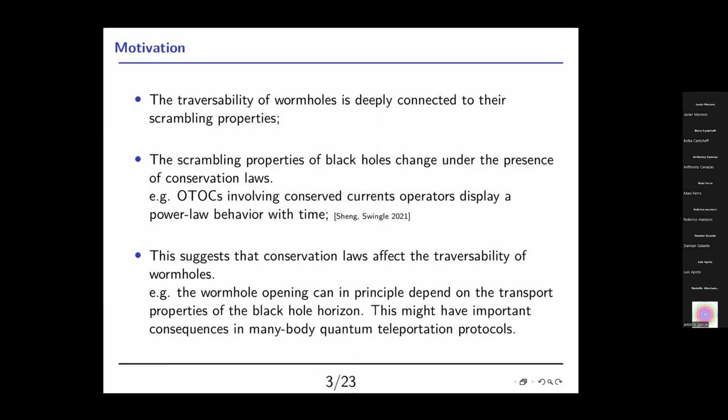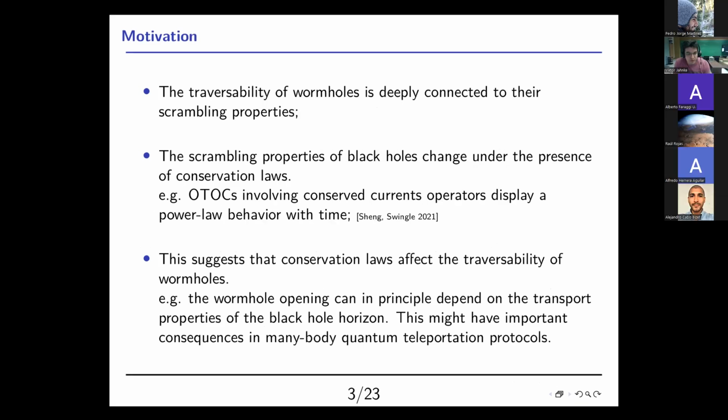So this suggests that conservation laws affect the traversability of wormholes. For example, the wormhole opening in principle can depend on the transport properties of the black hole horizon. And I think this might have consequences in many-body quantum teleportation protocols, which is the field theory side of this traversable wormhole story. I'll try to explain these topics better in the following.